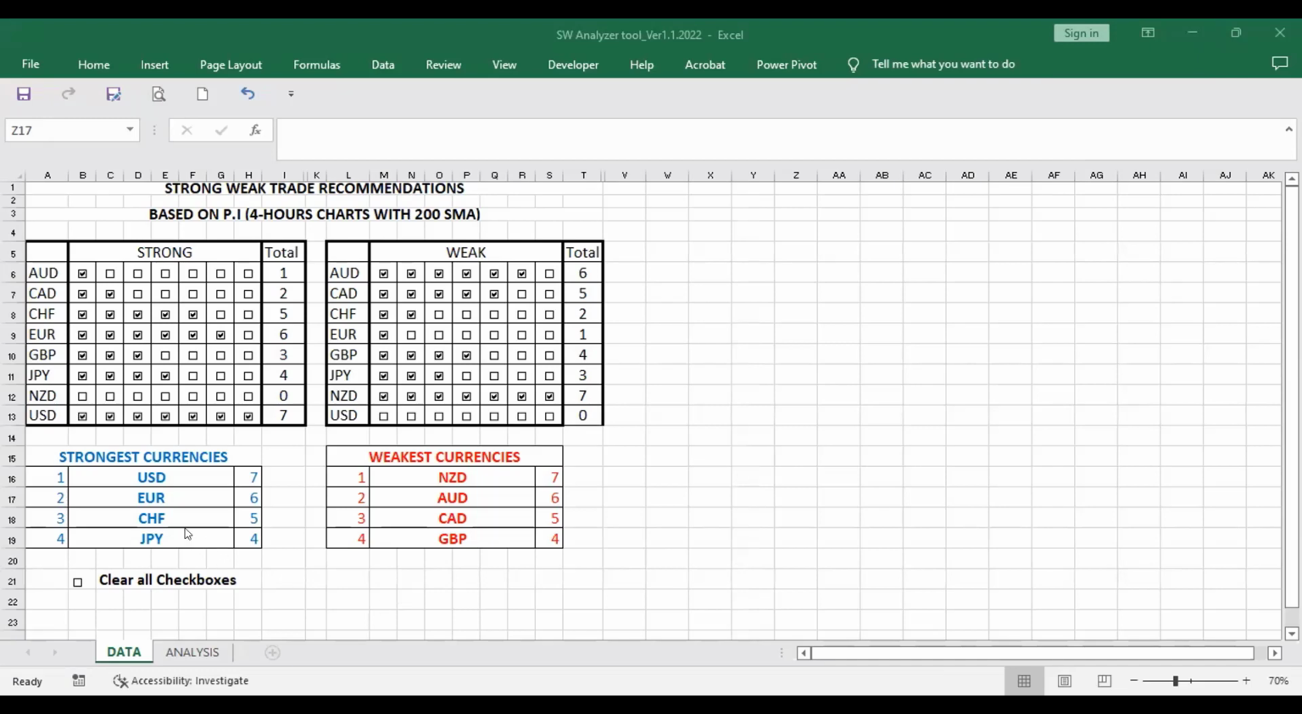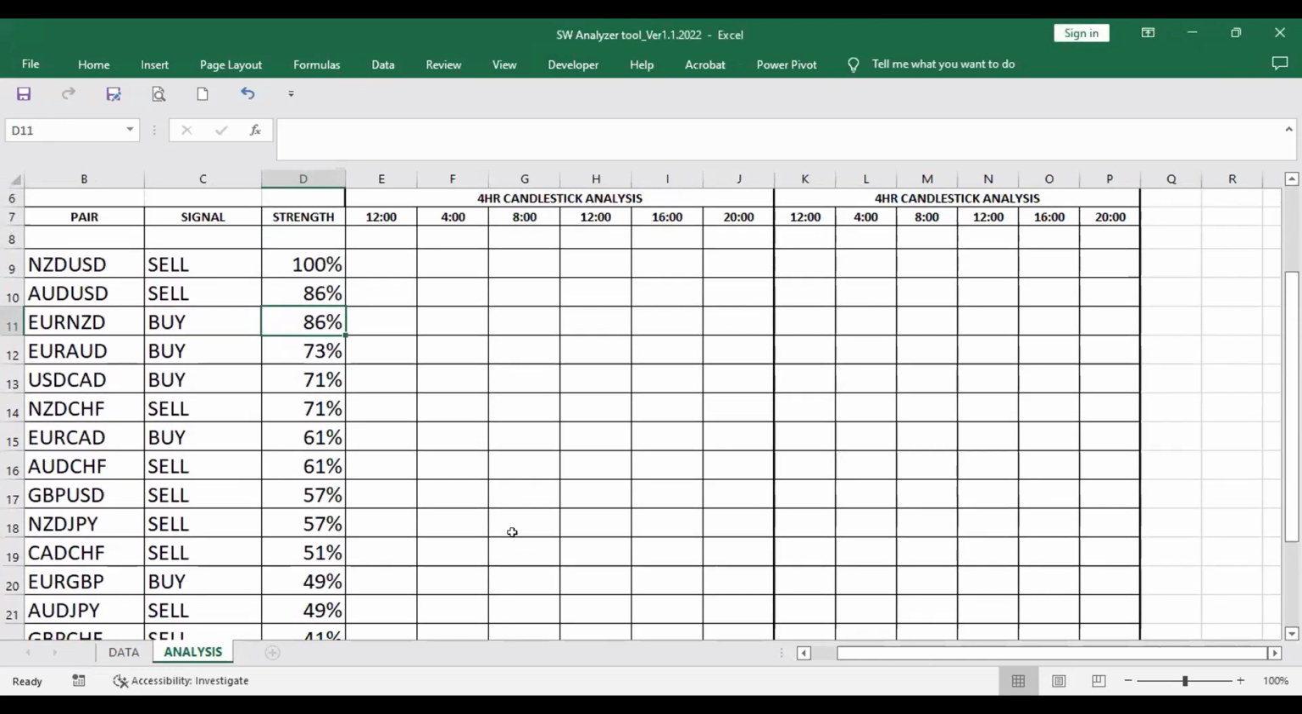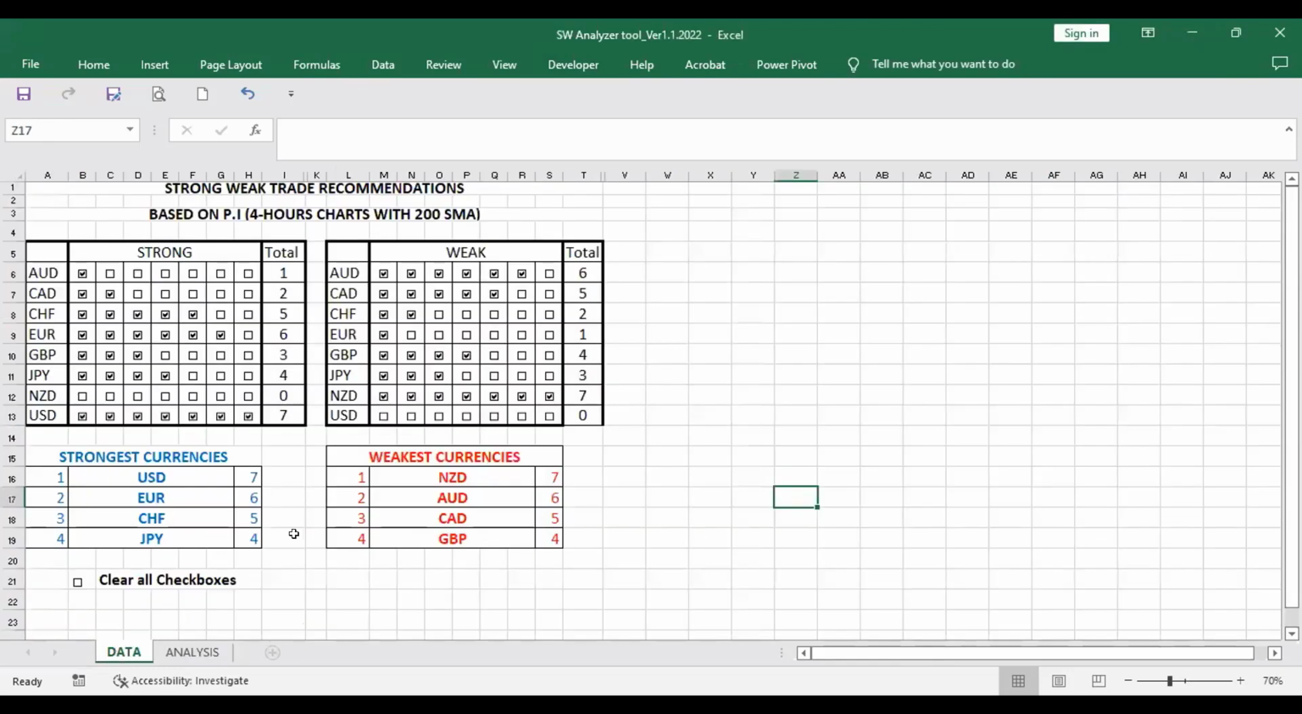Let's continue. So at this point, you click on the analysis tab and it will give you recommendations. It has generated for us trade recommendations based on the data we have obtained. But before we go there, I just want us to look at this table here in relation to what Mr. Eric was telling us about.